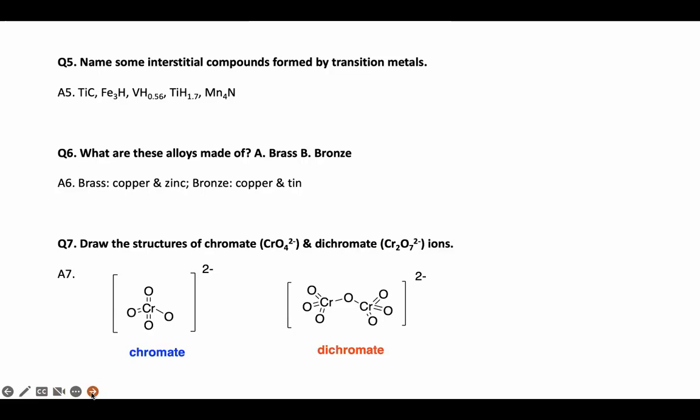So this question is, name some interstitial compounds that are formed by transition metals. So what are these interstitial compounds? The interstitial compounds are those which are formed when small atoms like carbon, hydrogen, or nitrogen, which are small in size, get trapped inside the crystal lattice of the metal.